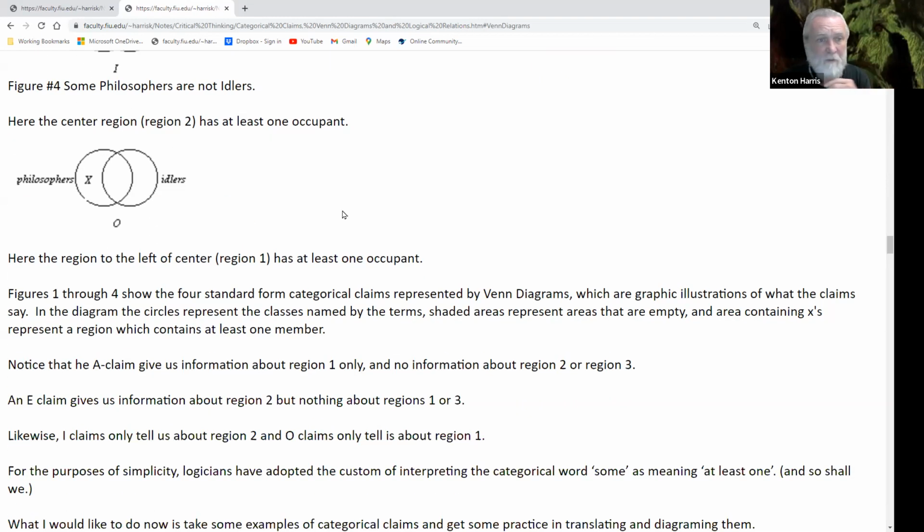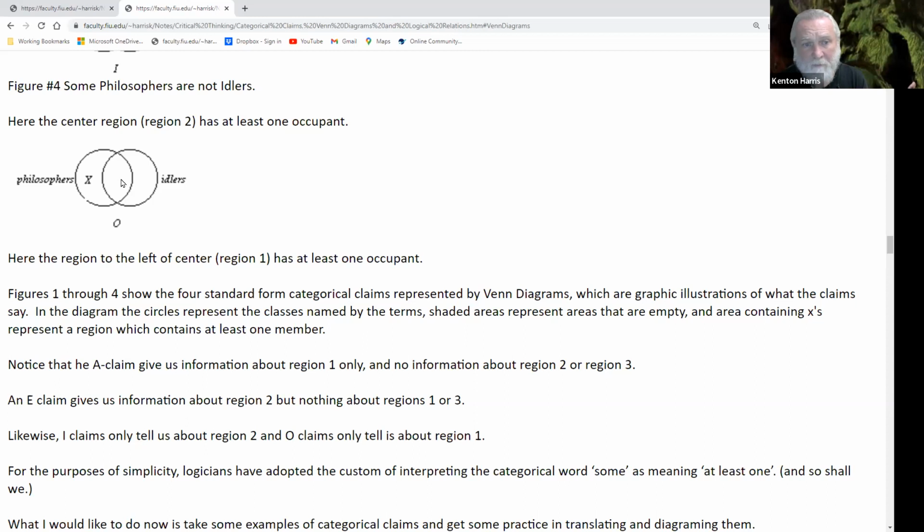And now the last of the four, no doubt you've seen this coming, or perhaps you have. Some philosophers are not idlers. Well, what is that telling you? That tells you that there's at least one thing that is a member of the philosopher set that is not a member of the idler set. So it's outside of this circle. It's not an idler. And so that means this region has membership. Now, might there be philosophers who are idlers?